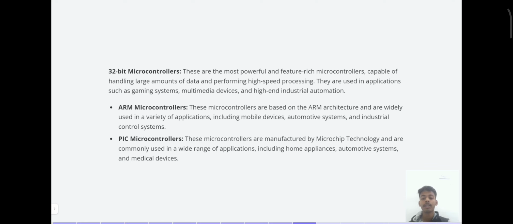And the next one is ARM microcontrollers. These microcontrollers are based on ARM architecture and are widely used in a variety of applications including mobile devices, automotive systems, and industrial control systems. PIC microcontrollers. These microcontrollers are manufactured by Microchip Technology and are commonly used in a wide range of applications including home appliances, automotive systems, and medical devices.